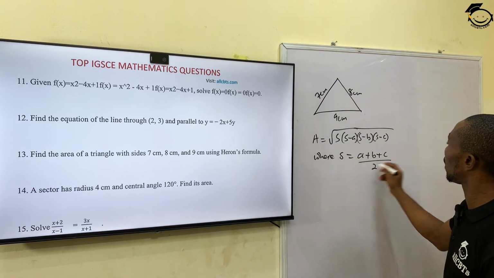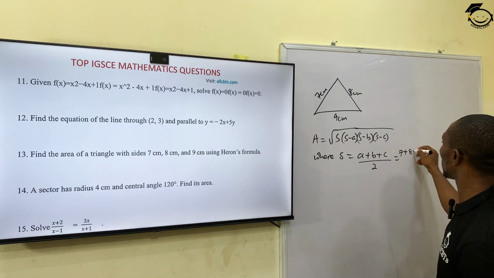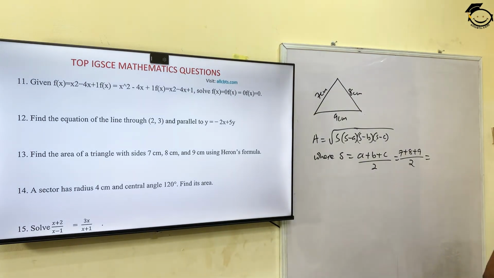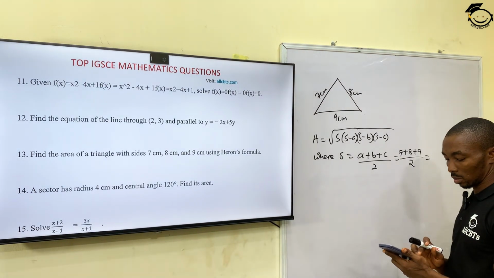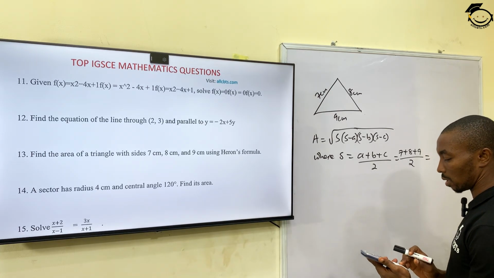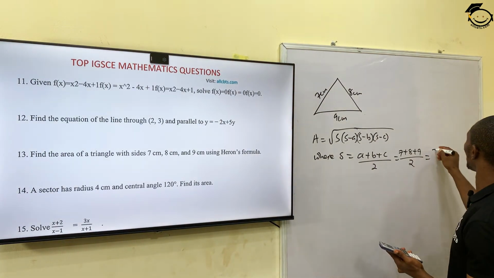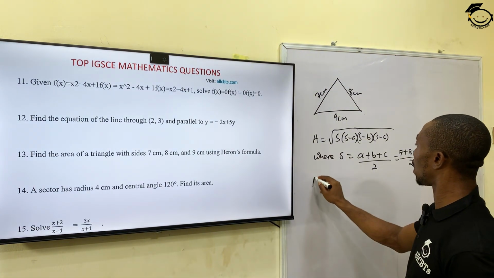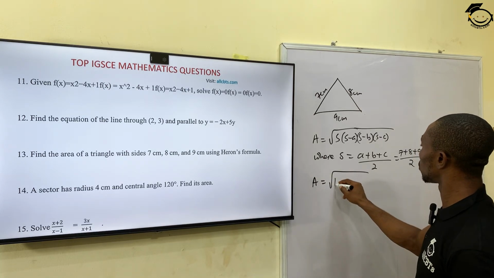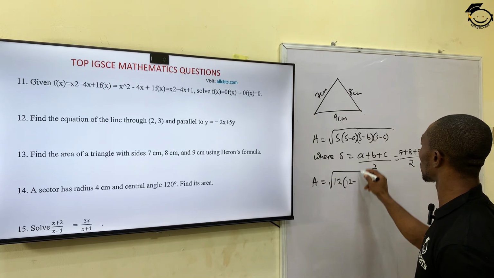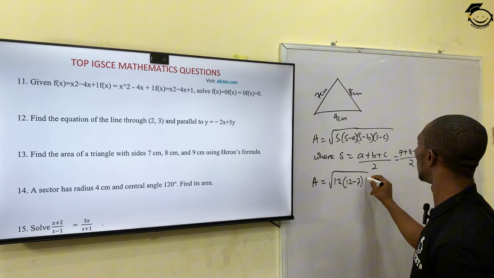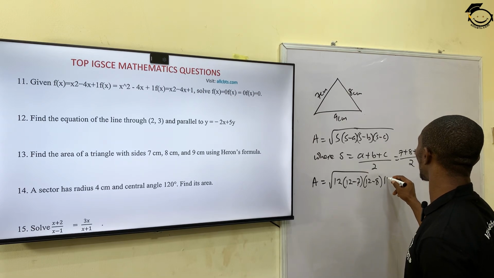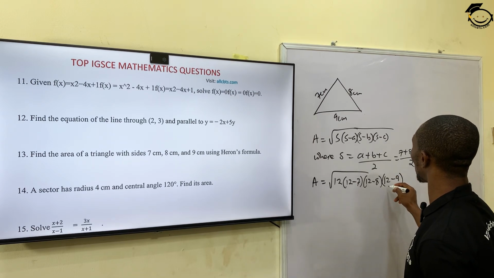Now, in this case, our s will become 7 plus 8 plus 9 all over 2. 7 plus 8 plus 9 would give us 24, divided by 2 will be 12. So, applying this formula, our area would be root 12 bracket 12 minus a is 7, and 12 minus b is 8, and 12 minus c, which is 9.